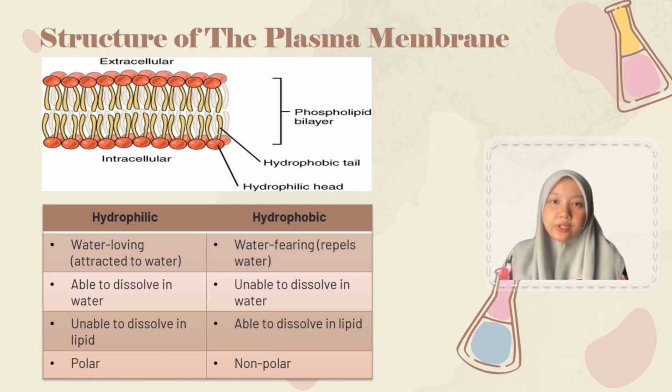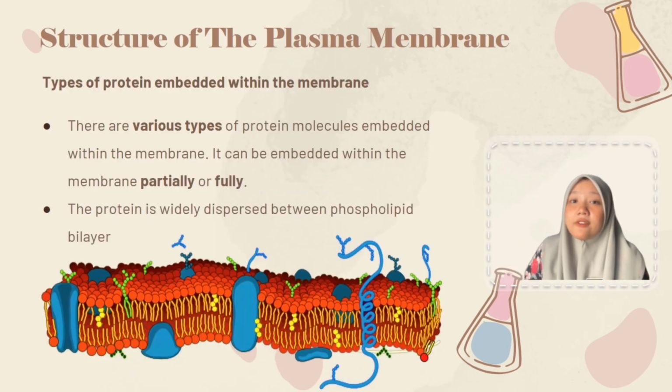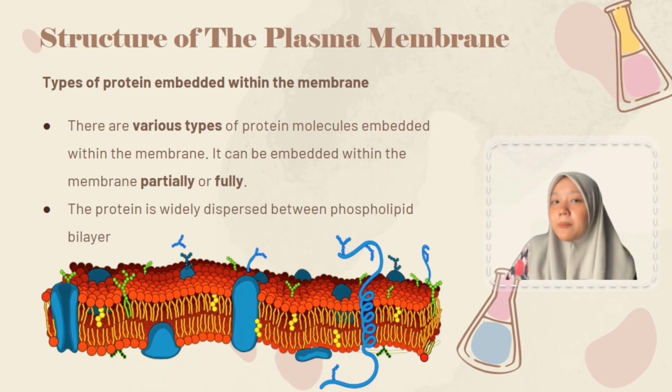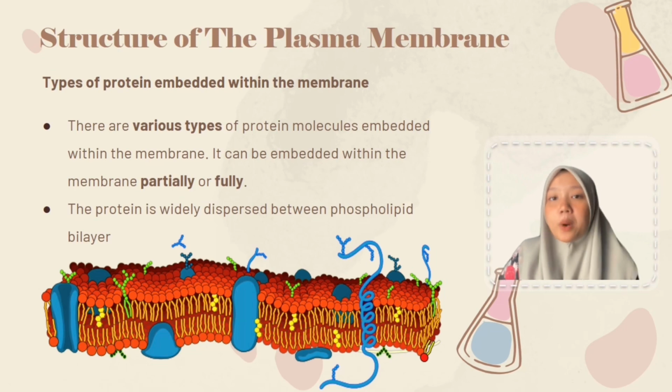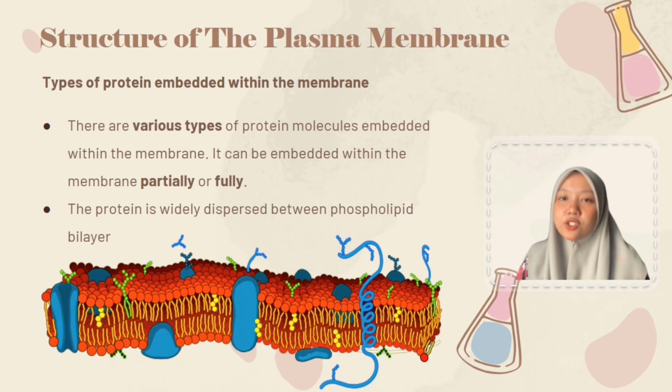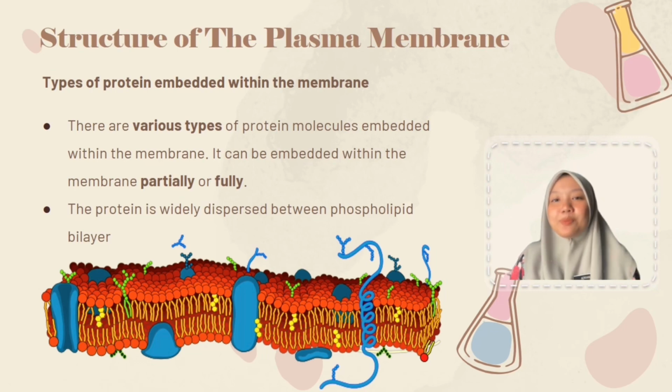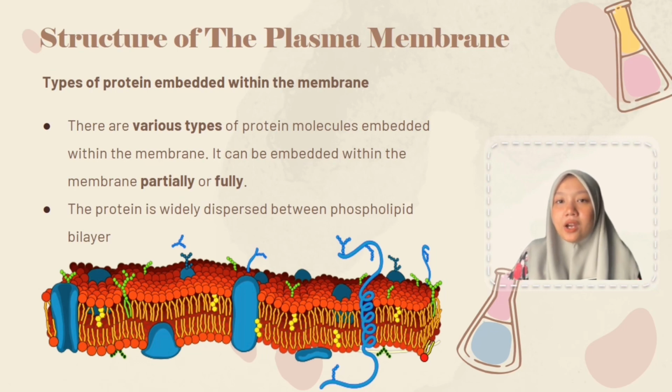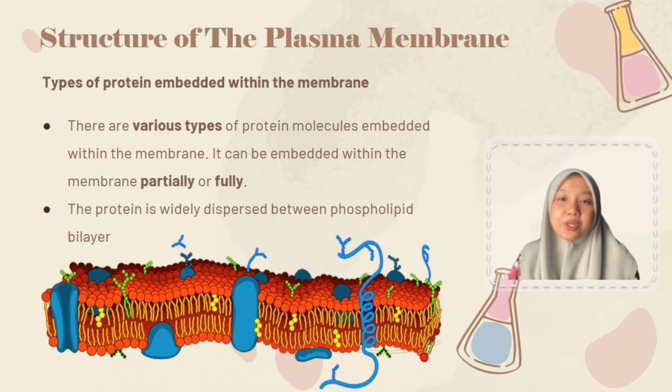So that's the difference. Okay, there are several types of proteins that are embedded within the membrane, fully or partially. The protein is widely dispersed between phospholipid bilayers. So we will learn about these two proteins first in today's subtopic, which are carrier protein and channel protein. Here is the clear figure below of where this protein is widely dispersed on the plasma membrane. The round blue line are protein.